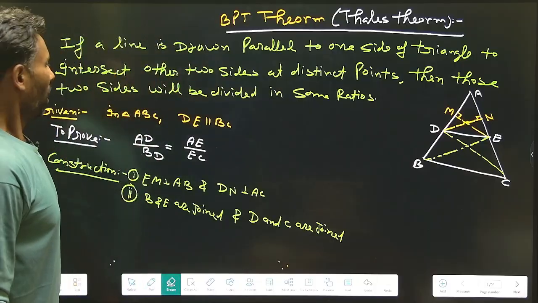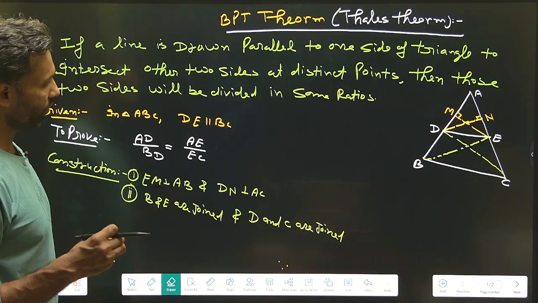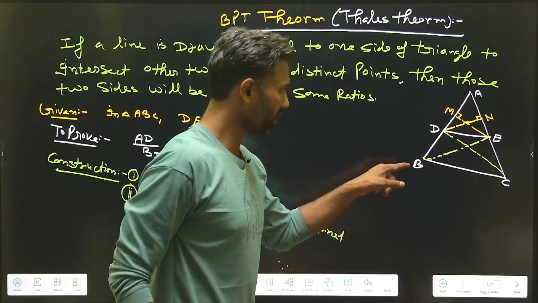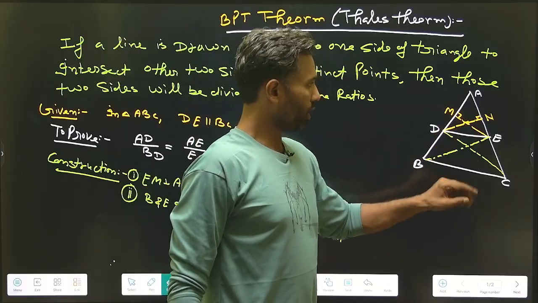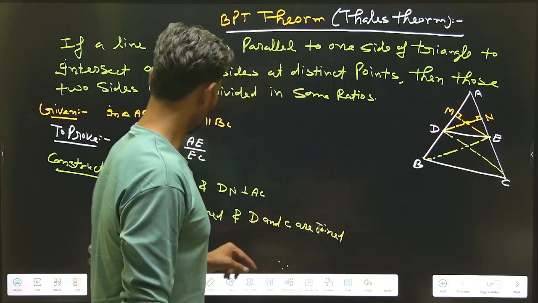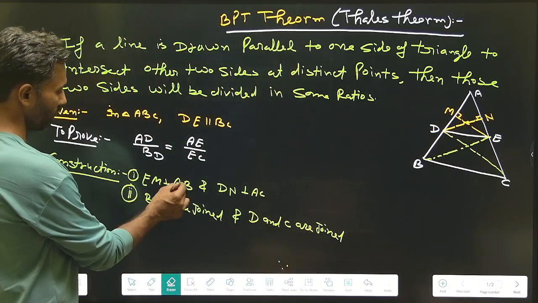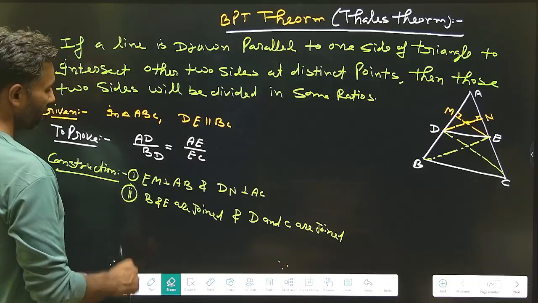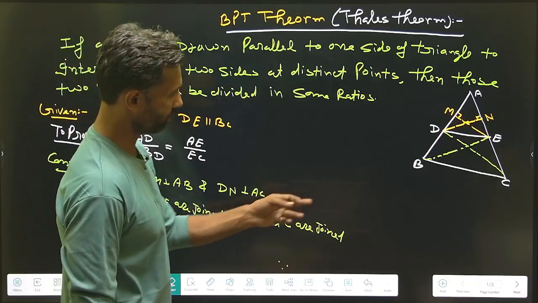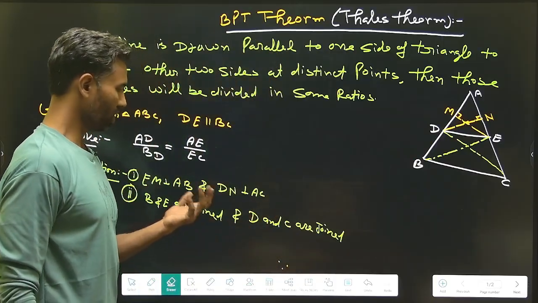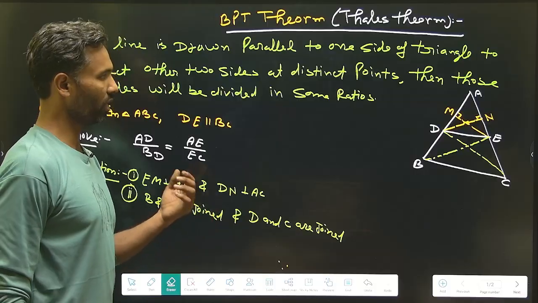Okay, and to prove this we have done two constructions over here. One is DN perpendicular to AC is drawn, another is EM perpendicular to AB is drawn. Another construction is that B and E are joined, and D and C are joined. These are the two constructions made over here.